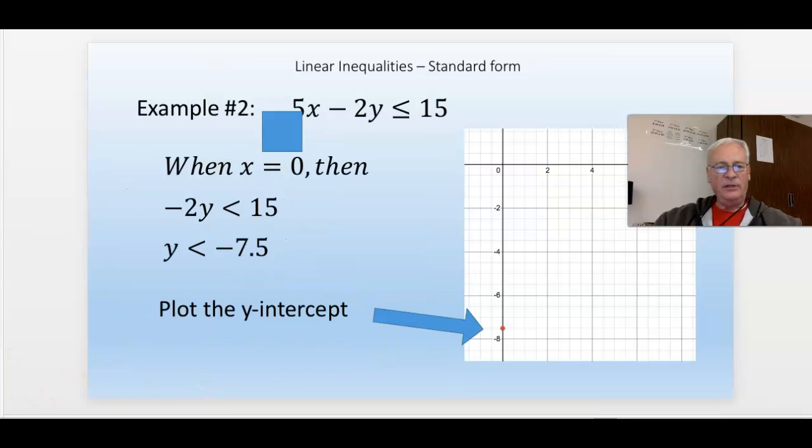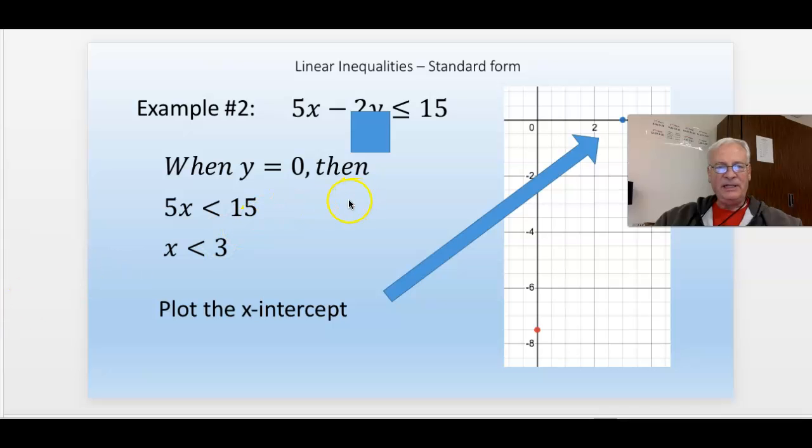Now, let's do another one here quick. Again, here's our inequality. 5x minus 2y is less than or equal to 15. All right, so first set x equal to 0 like that. Cover it up. So negative 2y less than 15, less than or equal to, actually. All right, so y is negative 7.5. So come down here to negative 7.5 and mark the y-intercept right there.